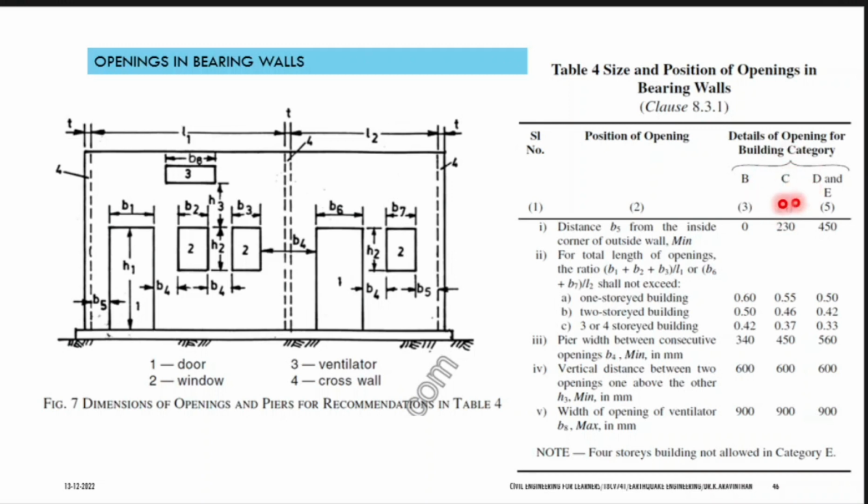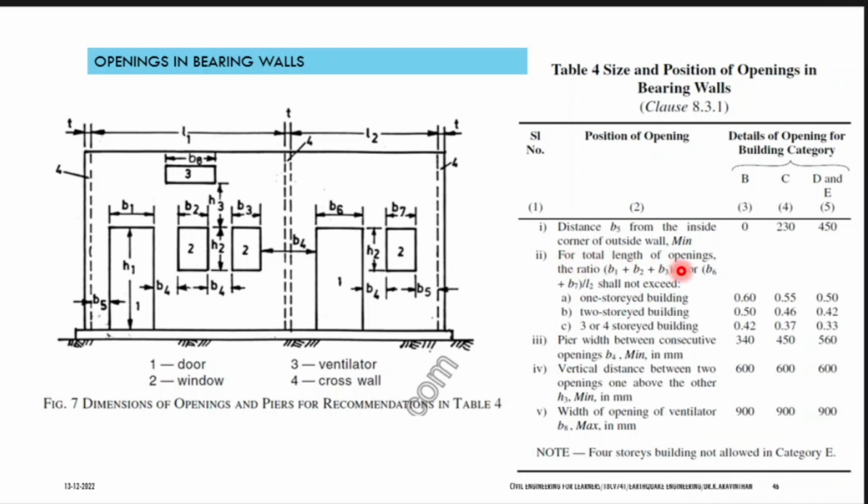If you are located in zone 3, you should provide 230 mm. If you are in zone 4 or 5, how much should be left? 450 mm should be left. From that corner, then you should start the construction of the door. In the same way, it is given B1. What should be the total width provided? Ventilator. In the last, you have the ventilator. The ventilator at least should have an opening of how much? 900 mm. This is called the ventilator distance. The ventilator should be at a distance of 900 mm for all the cases.